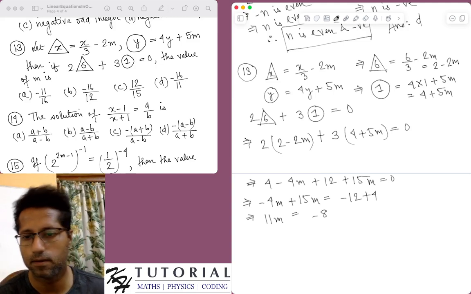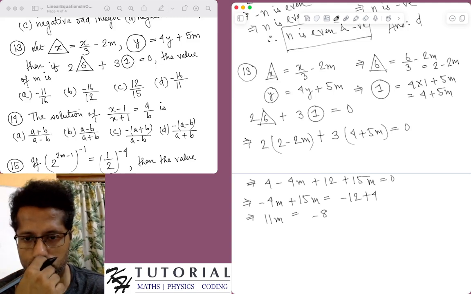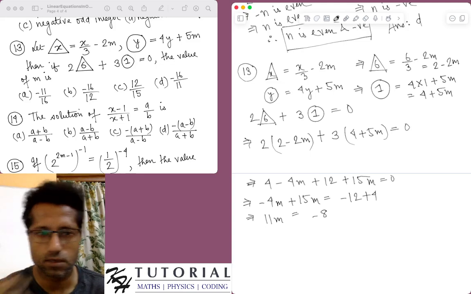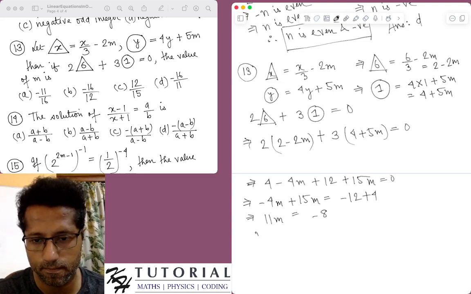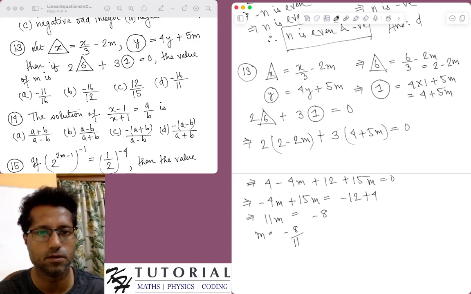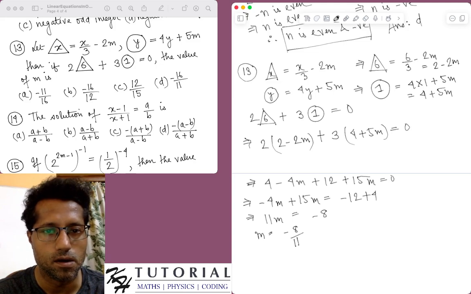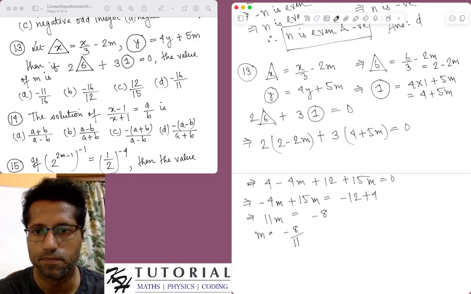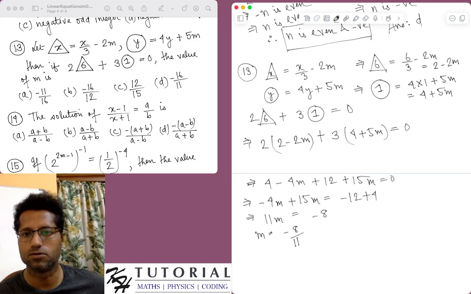So I am getting m equals minus 8 by 11, and minus 8 by 11 is not in the choices given. So let me see if I did any calculation mistake or not.